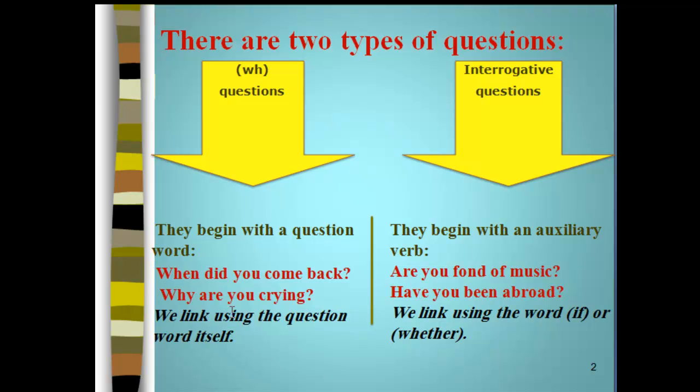In this case, we link the introductory verb and the reported speech using the question word itself. Interrogative questions begin with an auxiliary verb or helping verb, like: Are you fond of music? Have you been abroad? In this case, we link the introductory verb and the reported speech using the word if or the word whether. They give the same meaning.